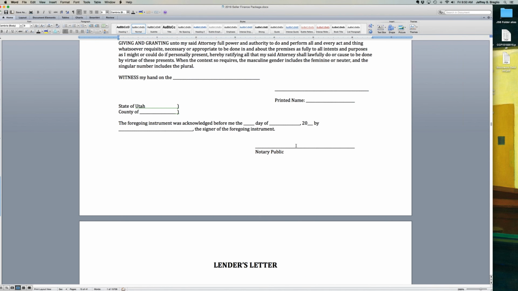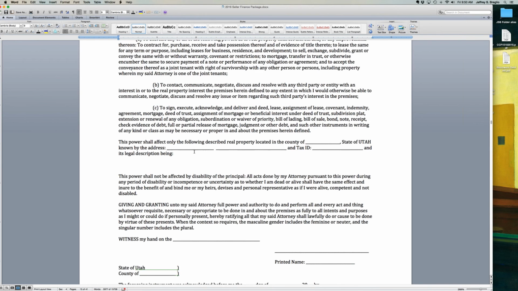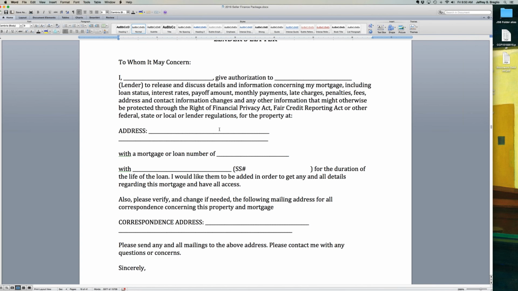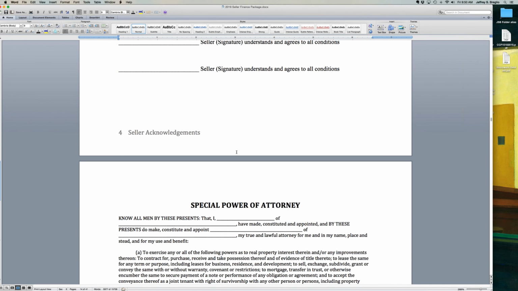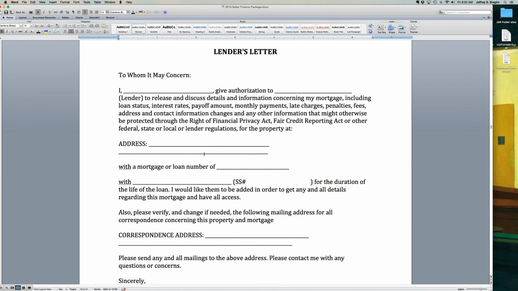And then when they sign it at closing under notary, this gives you the right to talk to the bank. It's just a legal document, and for anything dealing with this property, you have the same rights as the seller. Okay. Lender's letter, this just gives you permission to talk to the lender. You can use this or the POA. Either one works. But almost all lenders, the borrower can talk to the mortgage lender, but nobody else. The mortgage bank won't talk to you unless you're the borrower.